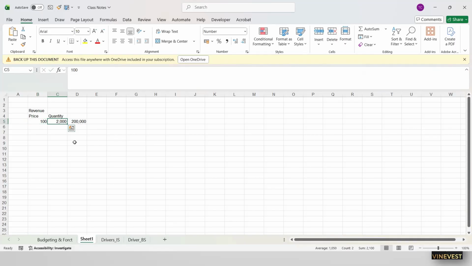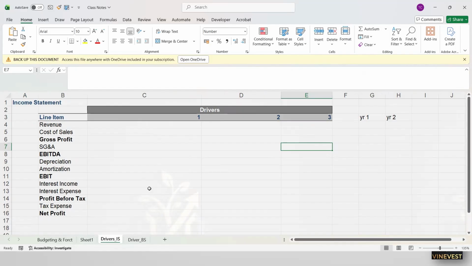Now let's go into the different drivers in our income statement. So let's see, what are the drivers of our income statements? So when we are on our income statement, we have different line items, and these are the line items I talked about: the revenue, cost of sales, gross profits, selling, general and administrative expenses, EBITDA, depreciation, amortization, and the rest, till you get to your net profits. So for revenue, let's see, what are the drivers? We've already talked about the drivers for revenue.